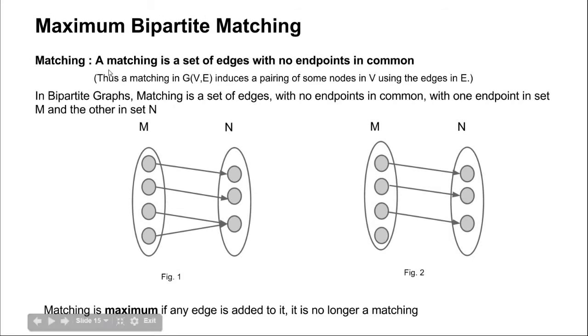Now, a matching. A matching is a set of edges with no endpoints in common. In a bipartite graph, a matching is a set of edges with no endpoints in common and with one endpoint in set M and the other in set N. Now this is a bipartite graph, figure 1. But this is not a matching because these two edges have one endpoint in common. However, in figure 2, this is a matching. There is no edge which has a common endpoint. Also, the definition of a maximum matching: if any edge is added to it, it is no longer a matching.